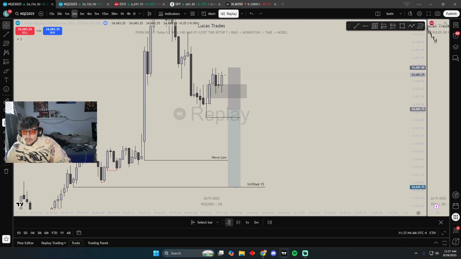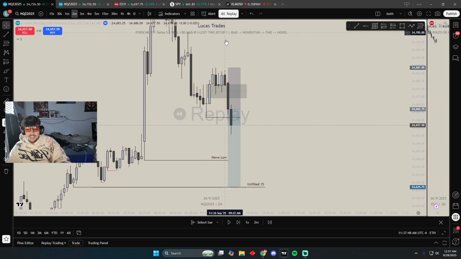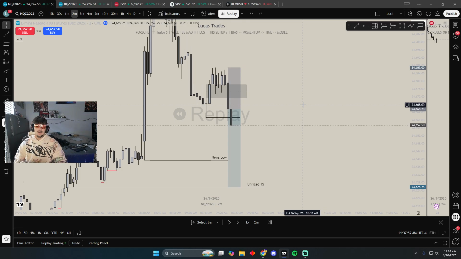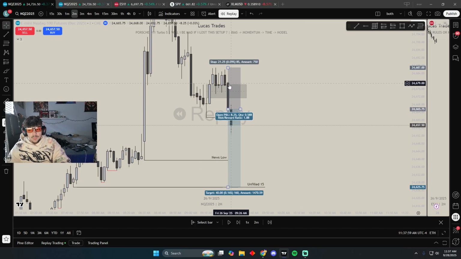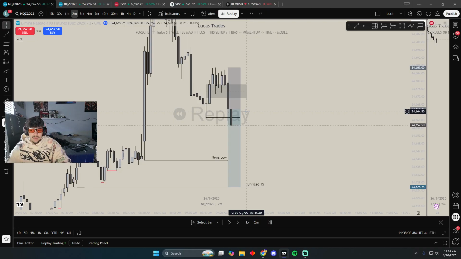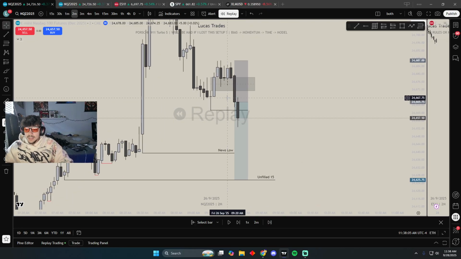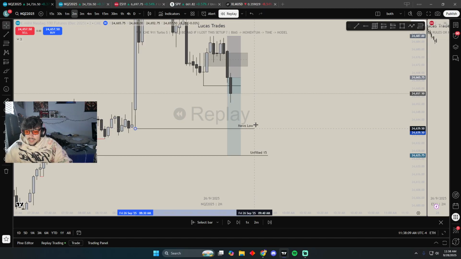So we wait. We chop around. Now, after it takes a little bit to inverse the fair value gap, it loses its importance to me. I'm kind of like, eh. But we get a death candle through it that tells me that we want to go lower, and that is why I still entered this trade. So I enter at the close of the inverse fair value gap. My target is this news low.